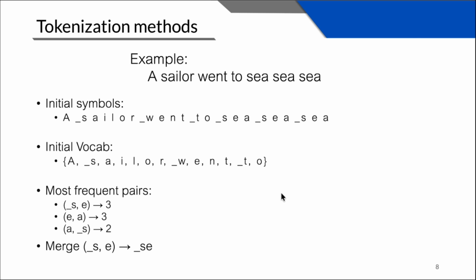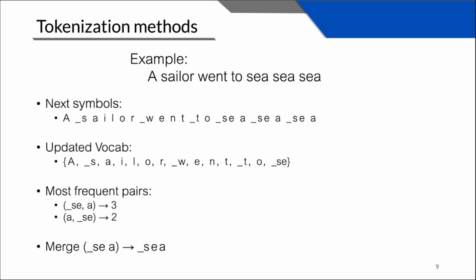We check what are the most frequent pairs in the initial symbols. We notice that the underscore S with E is the most frequent, so we merge it. We use this term to update the symbols and to update the vocabulary. So you can see that we added it to the vocabulary, and we converted the S followed by E into one token or symbol.